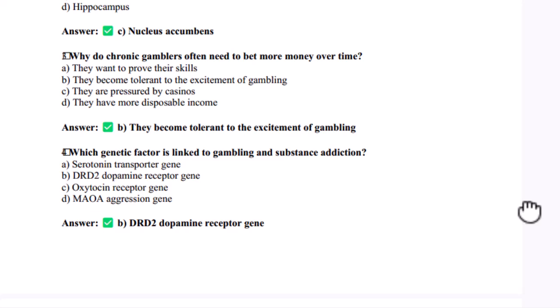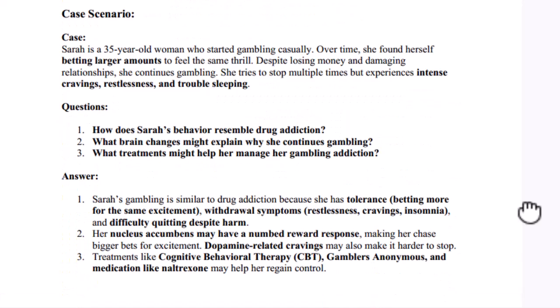Which genetic factor is linked to gambling and substance addiction? Serotonin transporter gene, DRD2 dopamine receptor gene, oxytocin receptor gene, or suggestion gene. The answer: the DRD2 dopamine receptor gene.